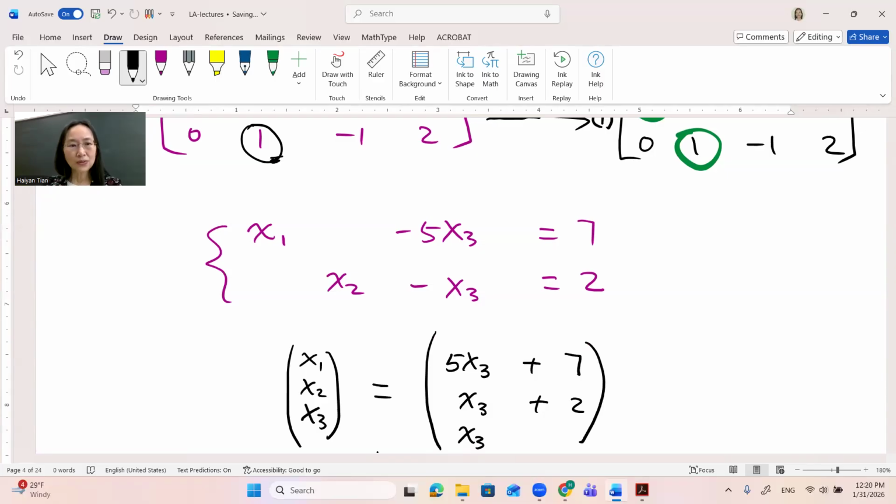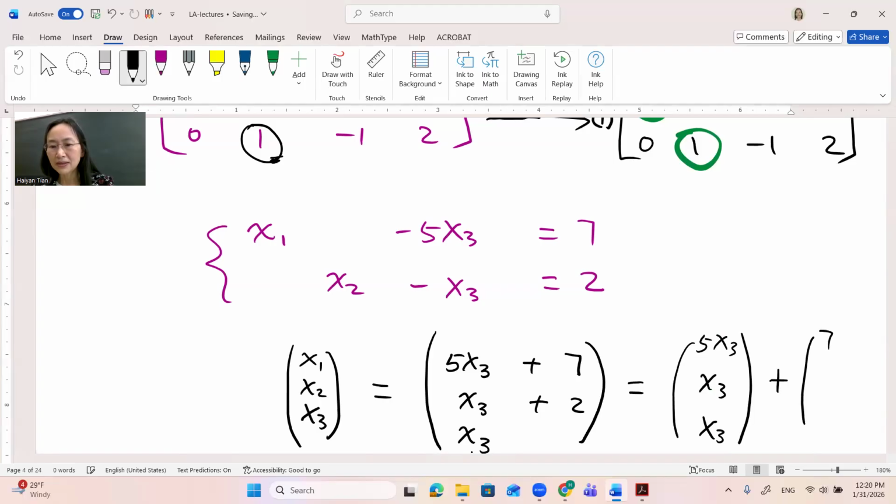So now our solution vector is a vector in terms of x3. So you see that x3 is a free variable here. It can be used to generate any solution. That means whenever you give a value to x3, you get a specific vector as a solution vector for the system. But we can also decompose it into 2 parts. The first part involves only x3. The second part does not depend on x3.